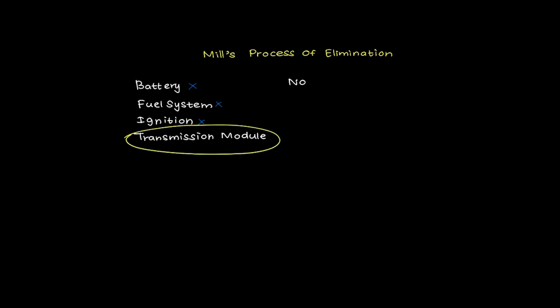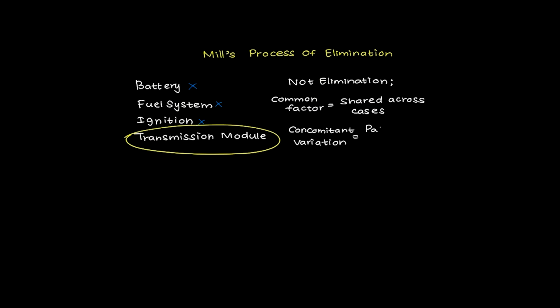The common factor method looks for shared elements among multiple cases, not eliminating possibilities from one case. Concomitant variation examines patterns of change, not sequential ruling out. The single difference method compares two situations to find what distinguishes them, not eliminating options one by one.